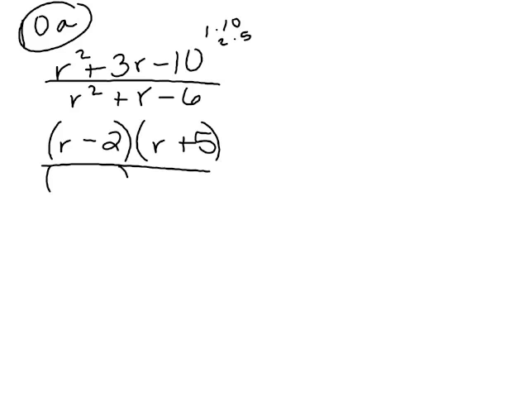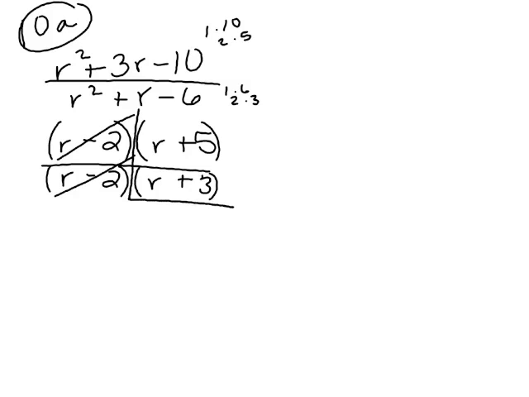And then on the bottom, we need to do the same thing. r times r is r squared. And factors of 6: 1 and 6, 2 and 3. I need 1 r left over, so I want to use the 2 and the 3. My 3 needs to be positive, and my 2 needs to be negative. That worked out really nicely. Those terms will cancel. I'm left with r plus 5 over r plus 3.